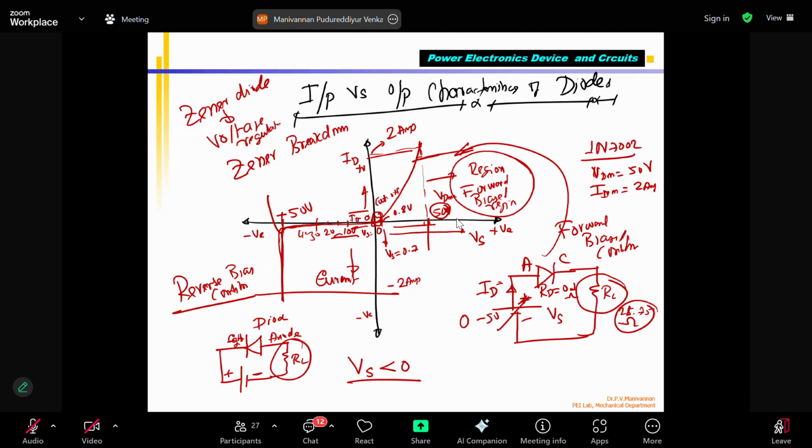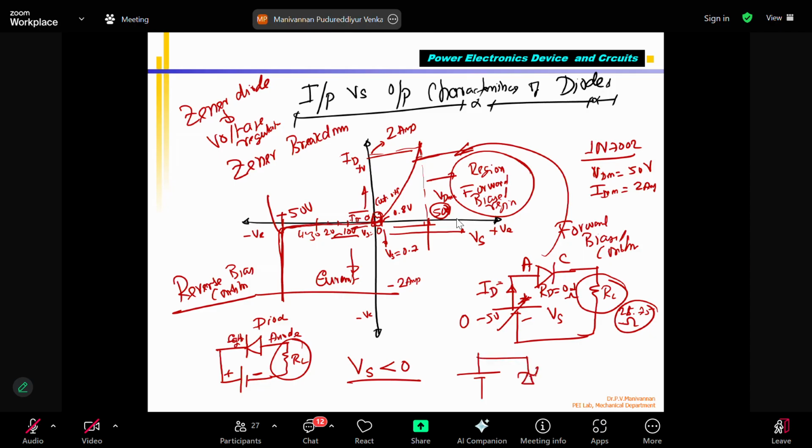For example, I want 5 volts for my circuit, but I have a battery which is 12 volts. You cannot connect directly to 5 volts. So you can take a Zener diode and connect it across the battery. The Zener diode will see that 12 volt battery connected across it. I can show it like this.